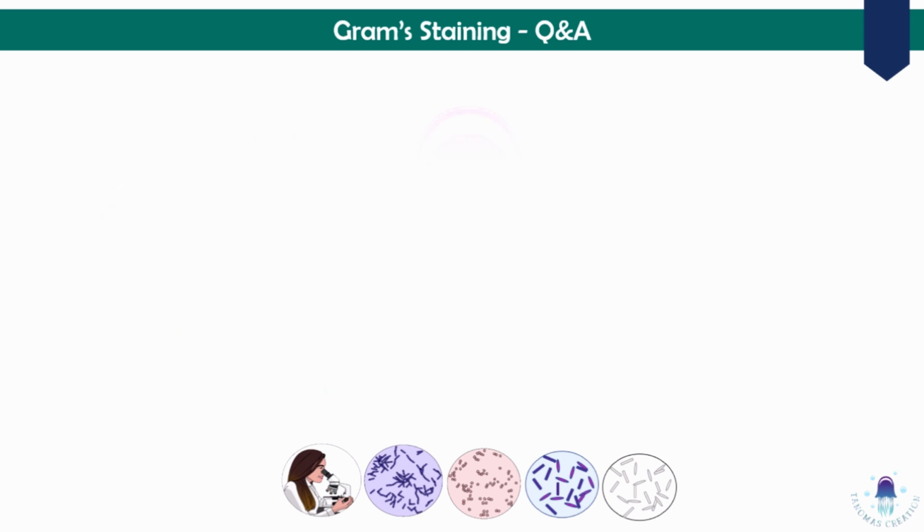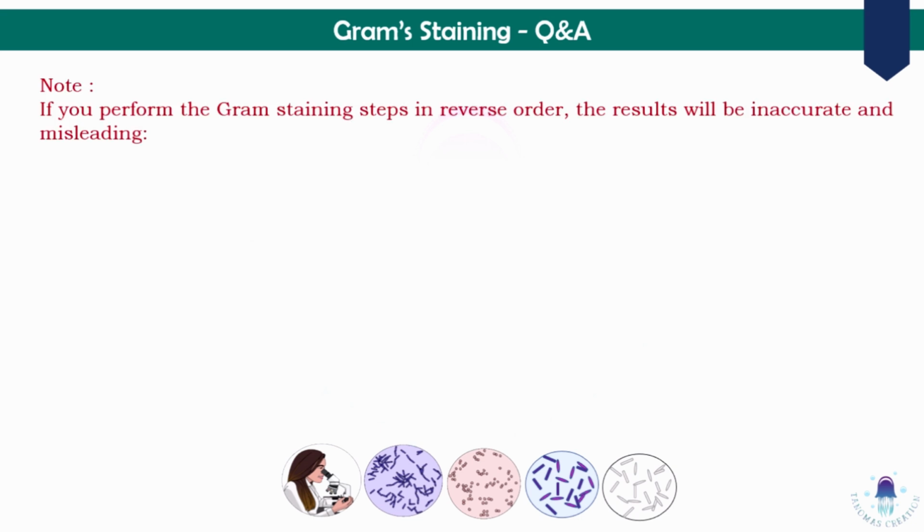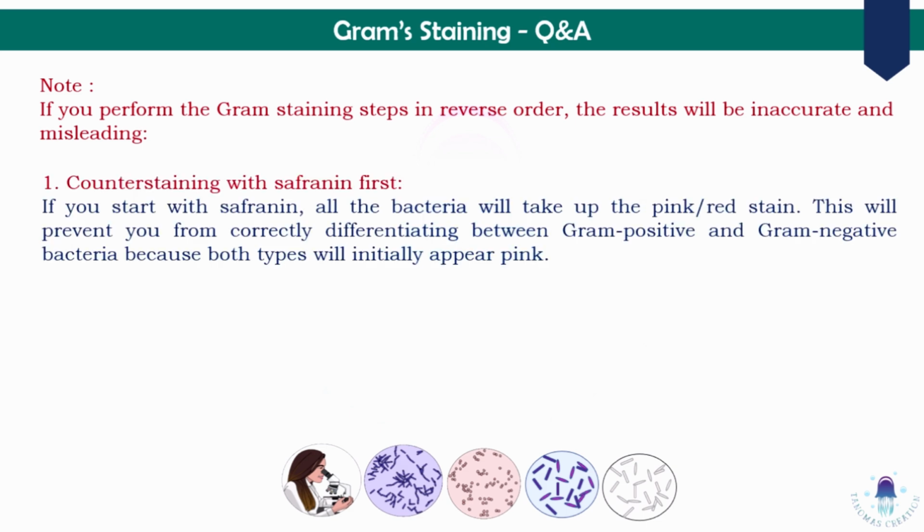Next, a question not in the list. Note: If you perform the gram staining steps in reverse order, the results will be inaccurate and misleading. 1. Counterstaining with safranin first. If you start with safranin, all the bacteria will take up the pink-red stain. This will prevent you from correctly differentiating between gram-positive and gram-negative bacteria, because both types will initially appear pink.